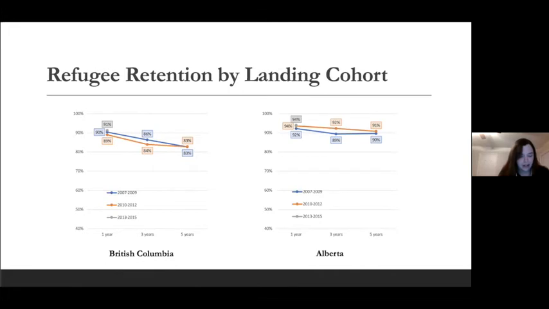So next we'll look at Alberta, where retention rates are even higher than in BC, with 5-year retention around 90%, or sorry, over 90% for the 2010 to 2012 cohort.